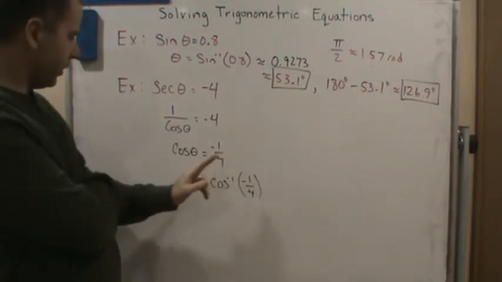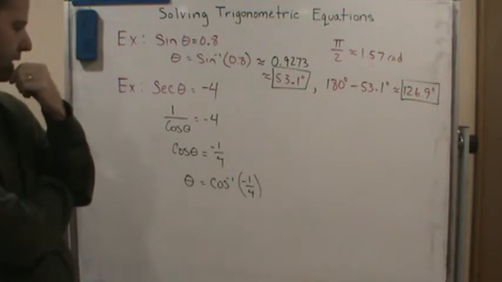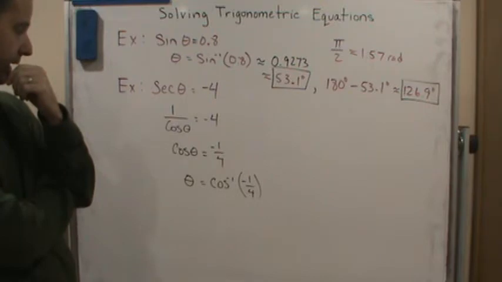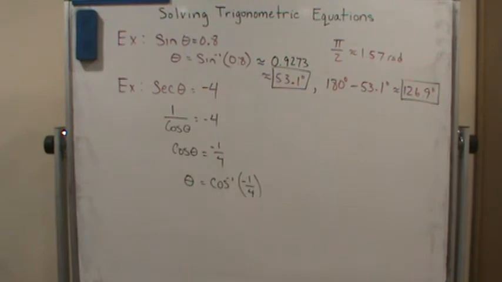Now, since cosine is negative, right? So which quadrants is cosine negative in? Cosine is negative in the second and third quadrant. Okay, so we know that the angle we're looking for is going to be in the second and third quadrant.